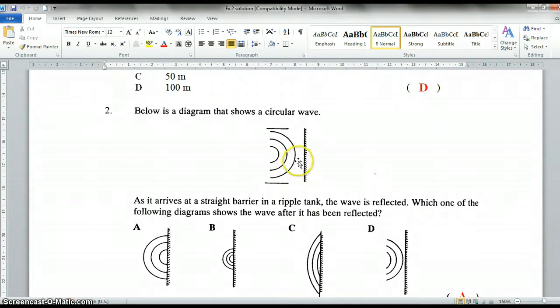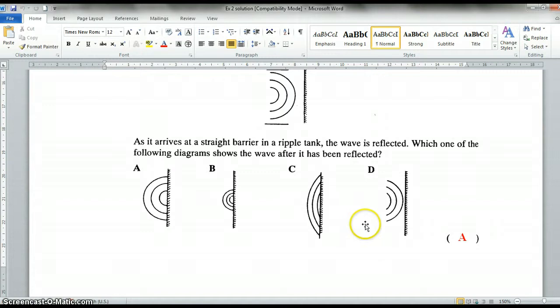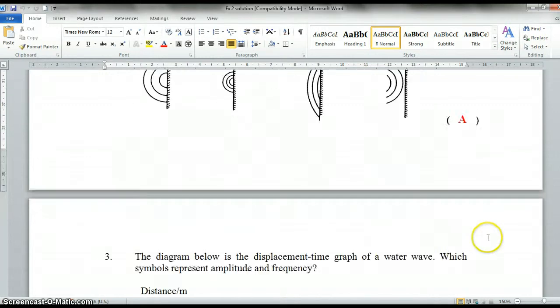A circular wave is reflected upon a surface. The answer obviously has to be A because there's no other disturbance, so whatever is being reflected has to look the same as the original wave. The wavelength between the two wavefronts must be the same. Only A shows reflection. D could be a possible answer, but it doesn't show reflection. Hence only A.